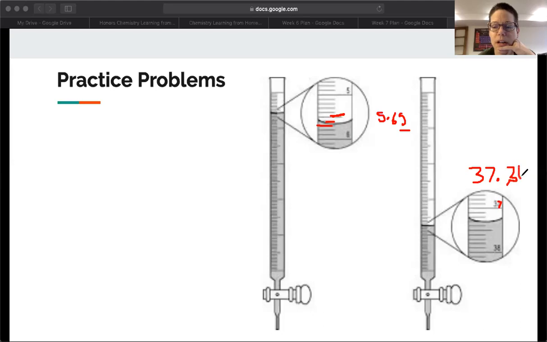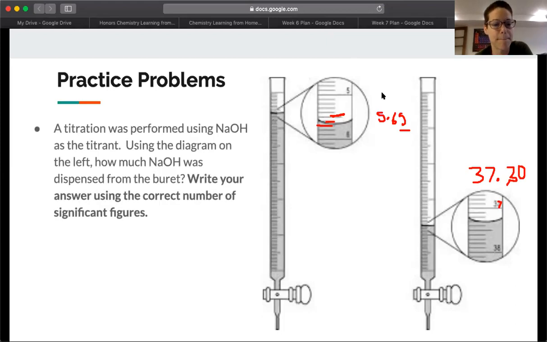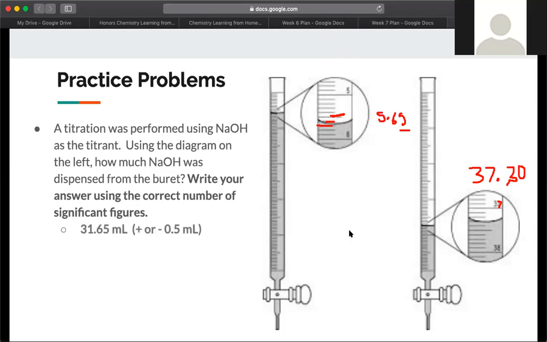So then the question would be, how much stuff was drained out? How much was used? 31.65.